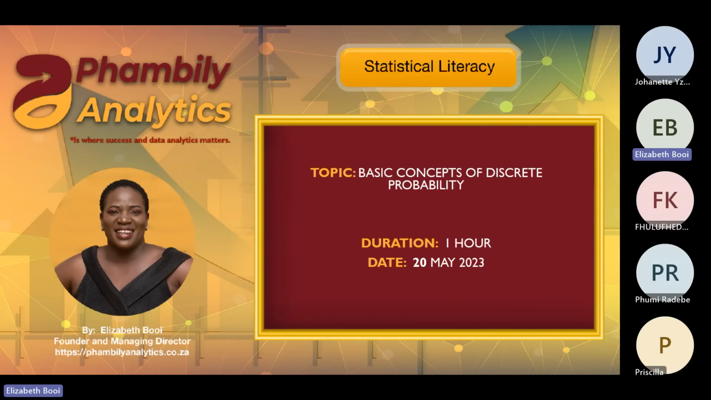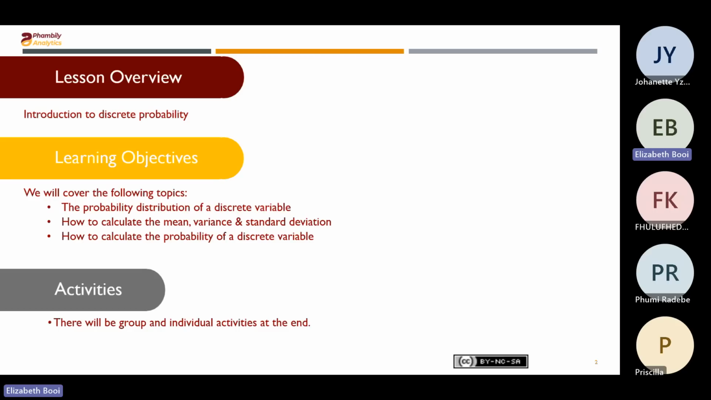Okay, welcome to this week's session. Today we're going to discuss the basic concepts of discrete probabilities. And the following week, which is on Monday, we can then discuss the other properties of discrete probabilities, including the binomial and the Poisson. And we'll see if we can split those into two sessions.